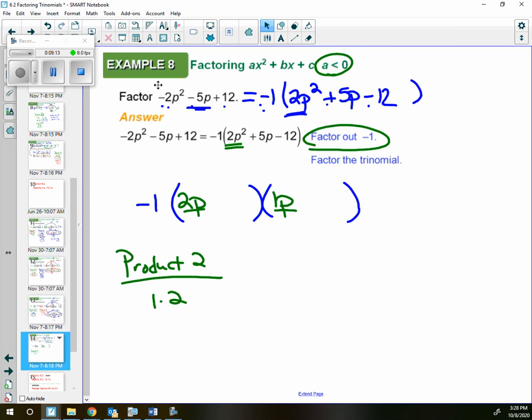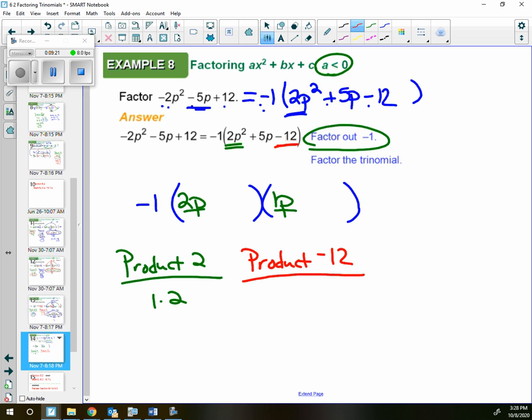For our last position here, for the negative 12, we need a product of negative 12. Now, how do we multiply to get a negative? What do you know about your signs? The signs have to be opposite, right? So they have opposite signs. That means one of them is going to be plus and one's going to be minus. I don't care right now. I'm just going to fill them in because I know they're going to have to be plus and minus. I can adjust if I need to.